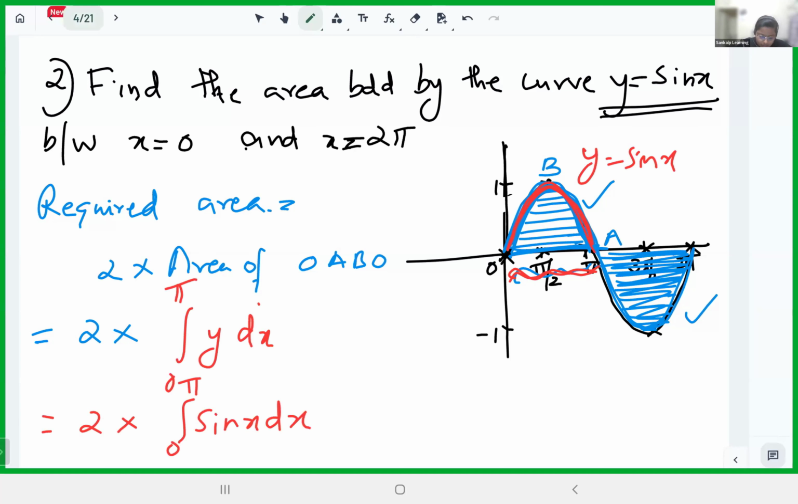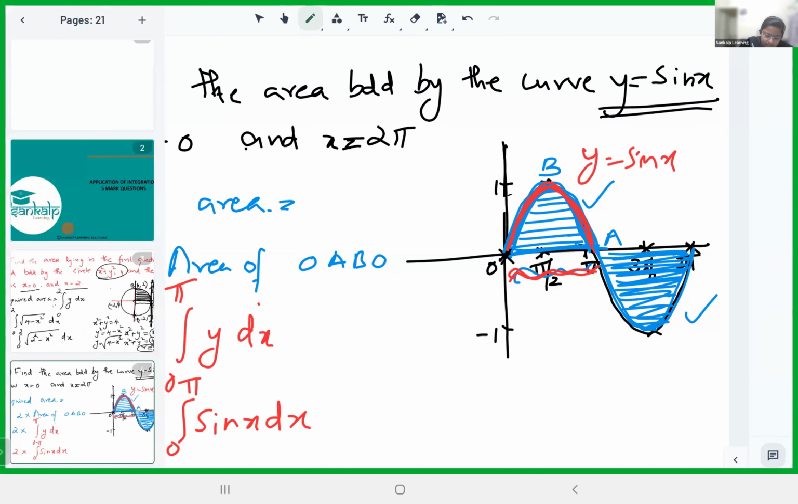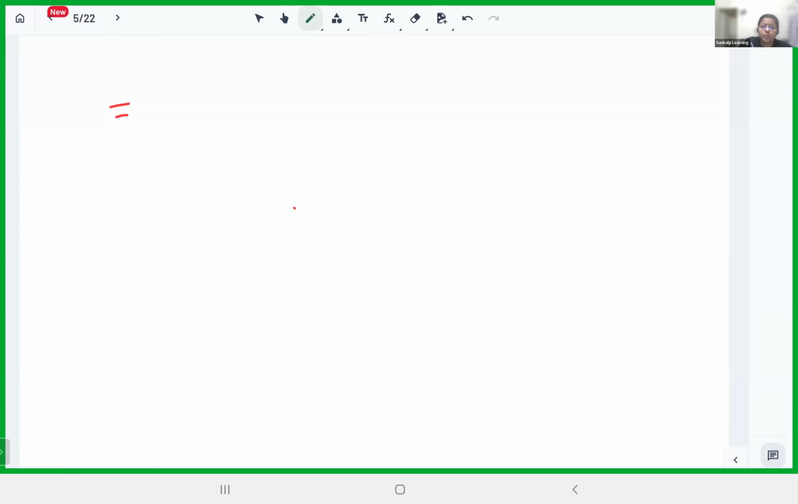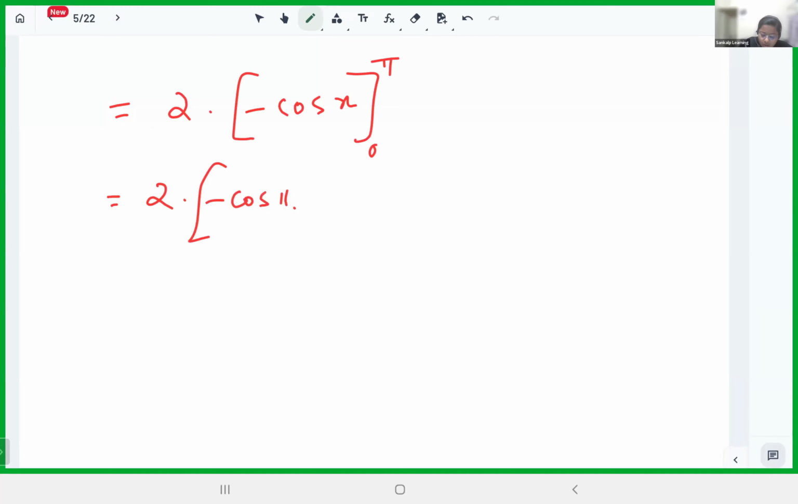In the next step, 2 into integral 0 to pi sin x dx. What is the integral of sin x? It is minus cos x, right? So it is 2 into minus cos x, varying from 0 to pi. So this is 2 into minus cos pi minus, minus cos 0. That is 2 into minus cos pi plus cos 0.